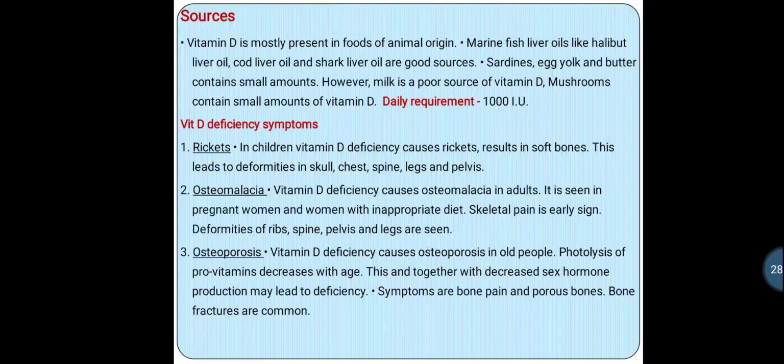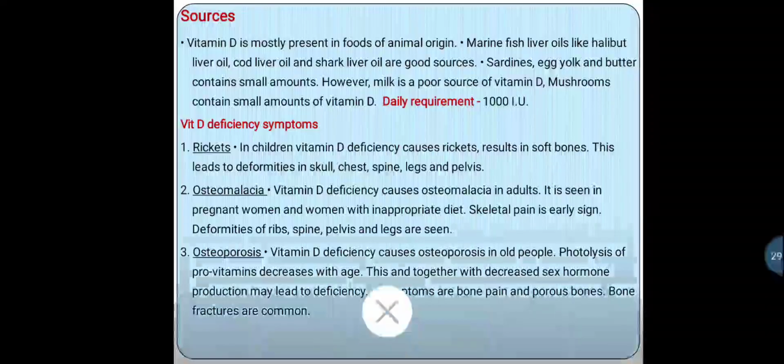So photolysis of the provitamins decreases with age, and this together with decreased sex hormone production may lead to the deficiency. Generally symptoms of osteoporosis are pain in the bones, then porous bones, and bone fractures are common. So if there is a deficiency of vitamin D, then there is a softening of the bone or the porosity of the bone gets increased, bone density gets decreased, and there are easy deformities or fractures in the bones.